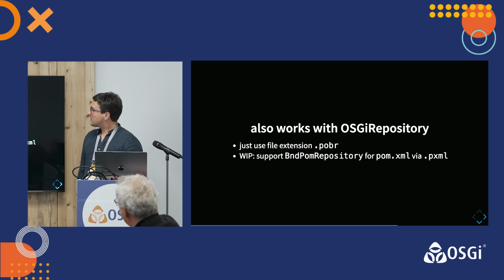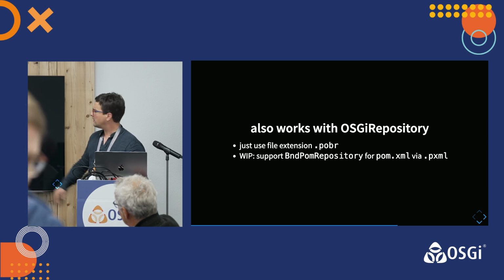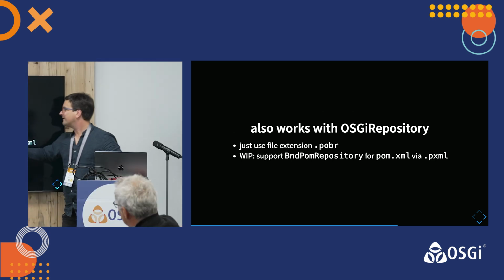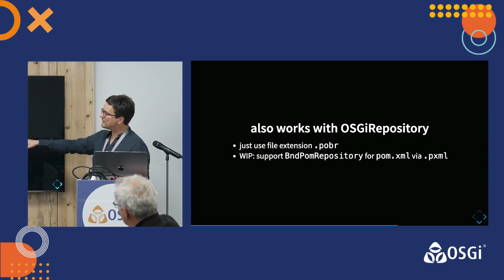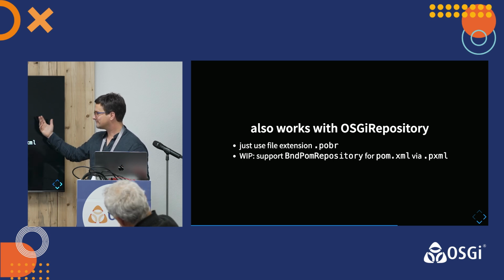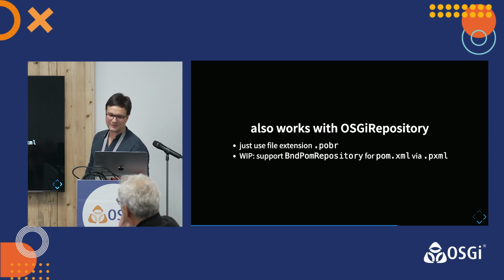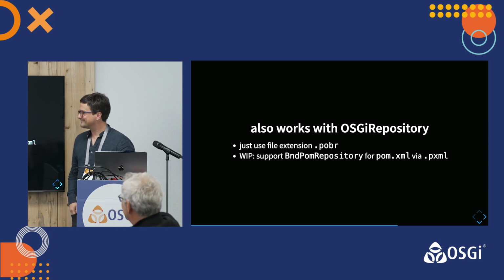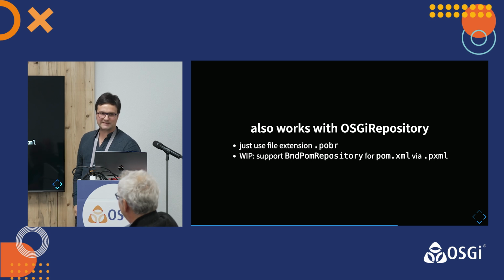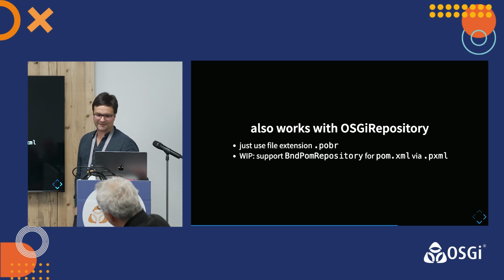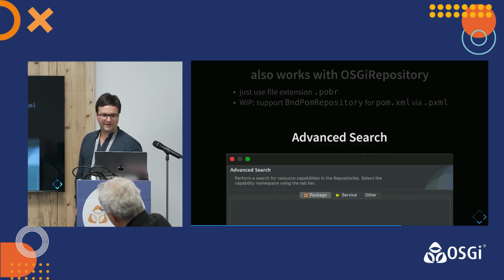It also works with OSGi repositories. Then you have to name the file pxml.pobr. And maybe it's coming also for Maven, for the BND POM repository. And maybe you then have to name the file pxml or something. I don't know. I'm just experimenting with this. If there's demand for it, I can create a PR.